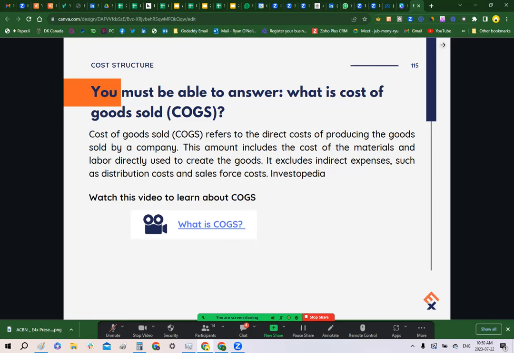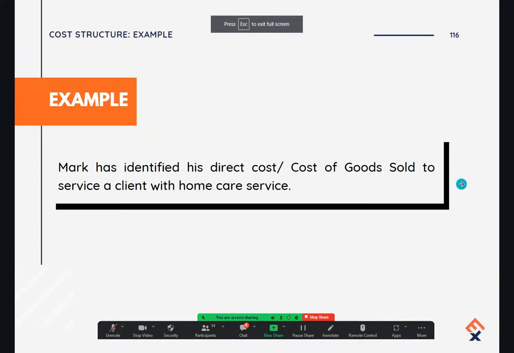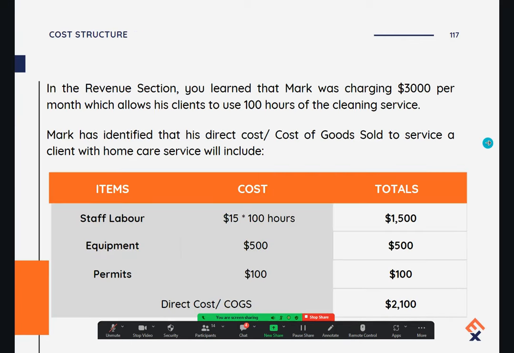So Ryan, you can go to the next one. So again, this here is just an example. Mark has identified his cost of goods sold, and we're gonna see an example of what he's come up with for his home care clients. So in this example, similar to what you had learned, looking at staff labor, $15 for every 100 hours dedicated to a client.